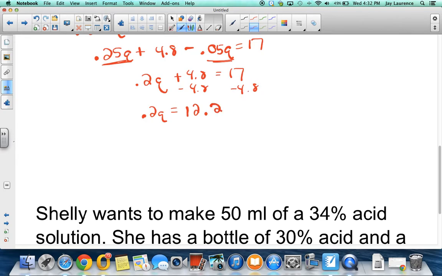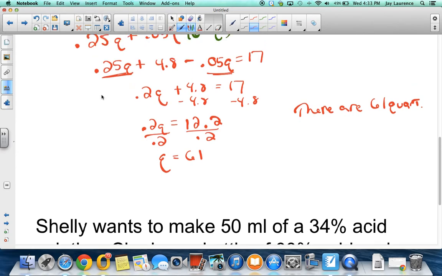Oh, 0.2. I'm going to divide by 0.2 and divide by 0.2. Again, I'm just going to use a calculator to speed things up. I want this to be a quick video. 12 divided by 2/10 is 61. So in other words, Q equals 61. So there are 61 quarters. All right, now I got to figure out the number of nickels.